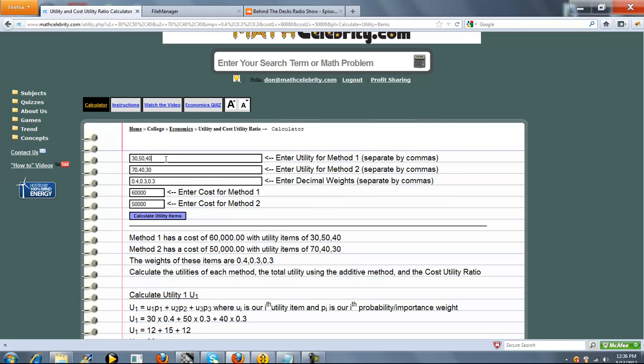We'll go ahead and run one more problem. We'll change a few numbers just to show you the power of this calculator. So we'll go ahead and write 80, we'll write 55, 30, and we'll add two more weights, 0.1 and 0.2, but these have to add to 1, so we'll fix these numbers here and make this 0.2. Let's switch the cost around, let's make it 100,000 and 500,000. So when we're set, go ahead and press calculate utility items.